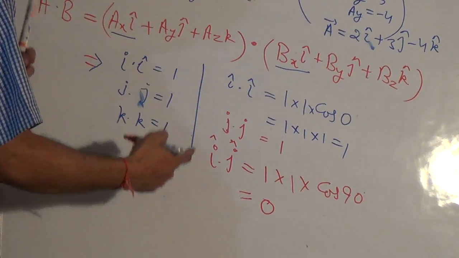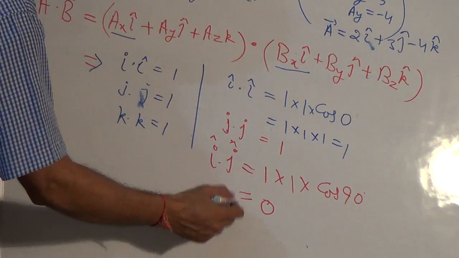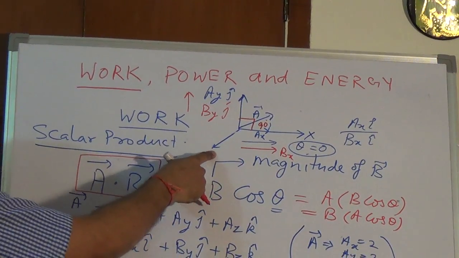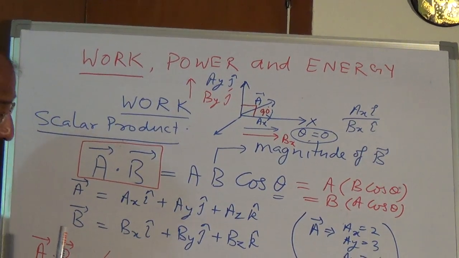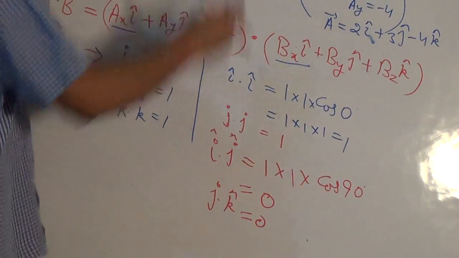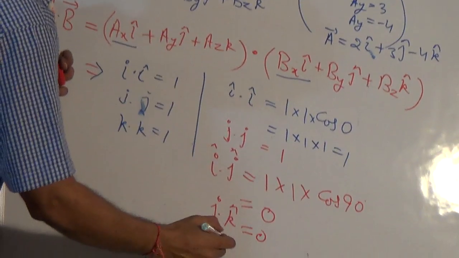So it means i dot j is 0. Similarly, j dot k, again both are perpendicular. This is the j direction and this is the k direction. So the angle between these two is 90 degrees. That's why j dot k will be equal to 0. And this k dot i further will be equal to 0.